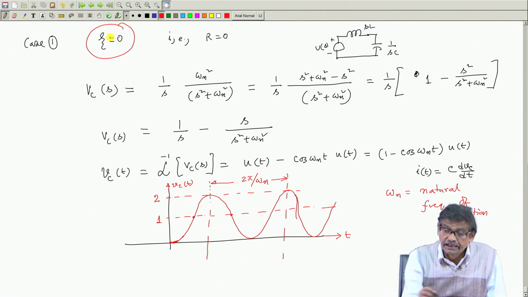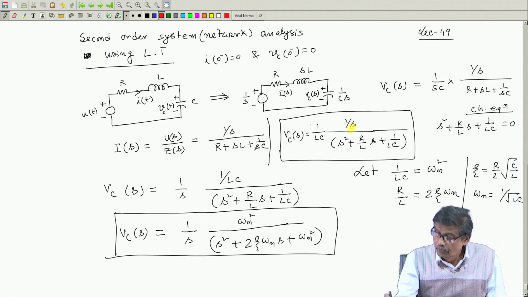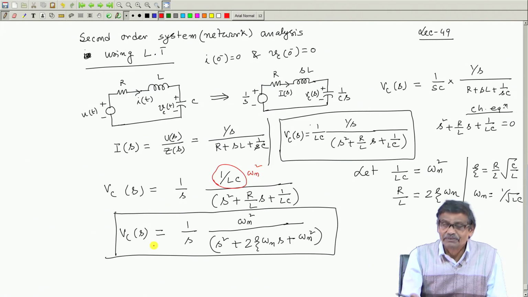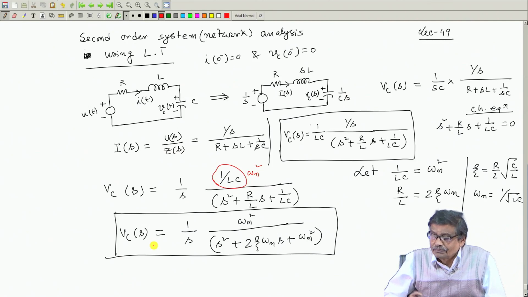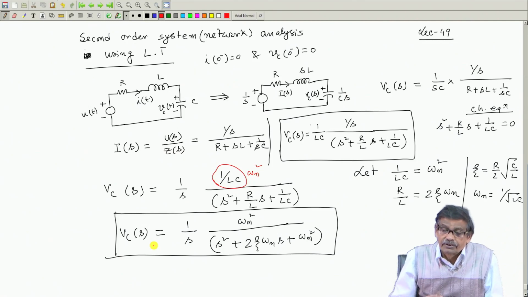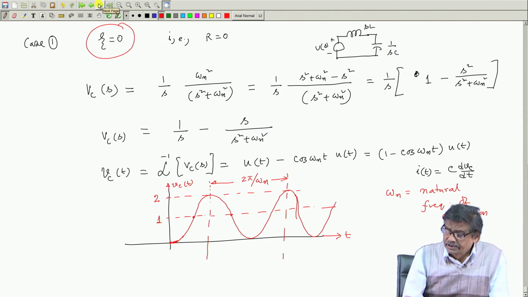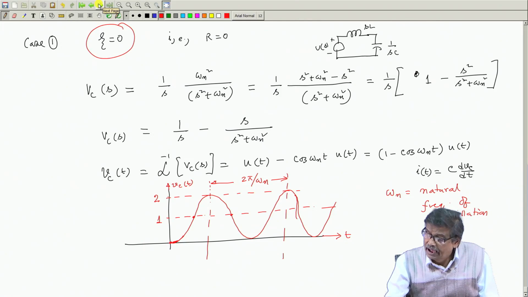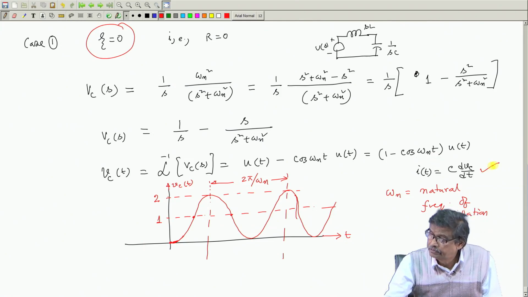So, the significance of defining this as omega n square is now becoming clear. Why people write like that is because of that, some cosine omega n t term you have got. So, this is case 1 and I am not sketching it, this can be sketched. You complete this part.